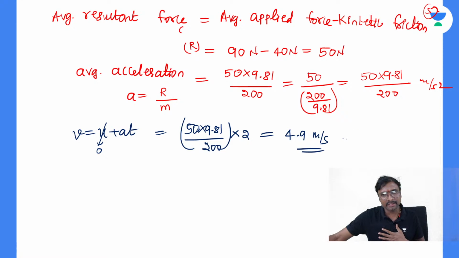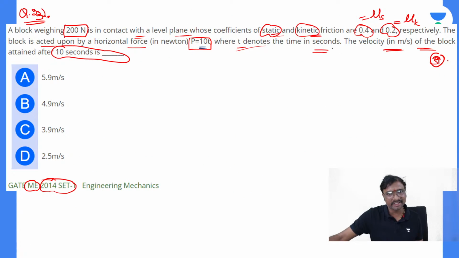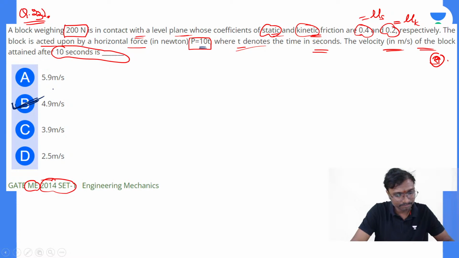This is the velocity at the 10th second, because the velocity at the 10th second is what is asked in the question: the velocity of this block attained after 10 seconds. It is 4.9 meter per second. Option B is the correct one. Everyone, is it clear? All of you?